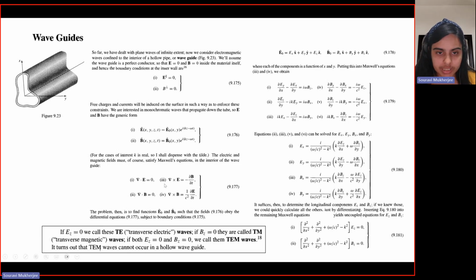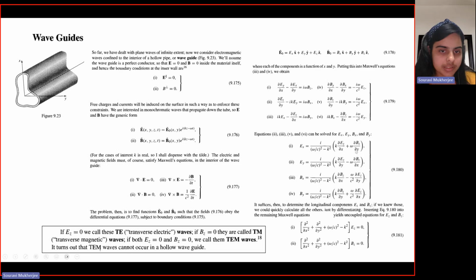And now if you just look at the second and the fourth Maxwell's relations, we can try to expand these relations in terms of the components. Right? And if we do that, this is what we will get. Okay. So from here, if you look closely at equations 2, 3, 5, and 6, you see that you can write Ex, Ey, Bx, and By in terms of these derivatives. And these derivatives are derivatives of Ez and Bz, right?